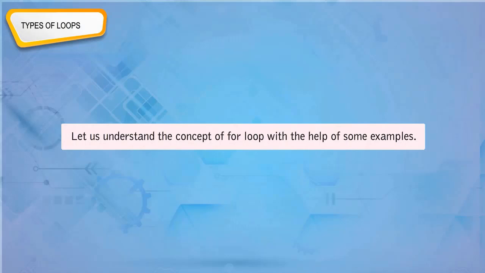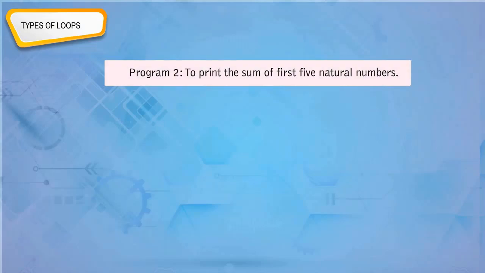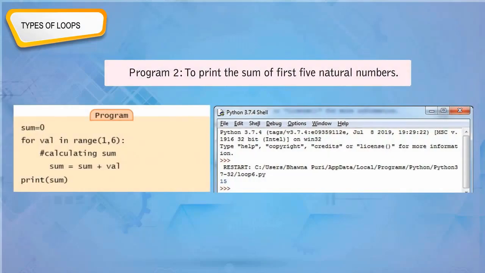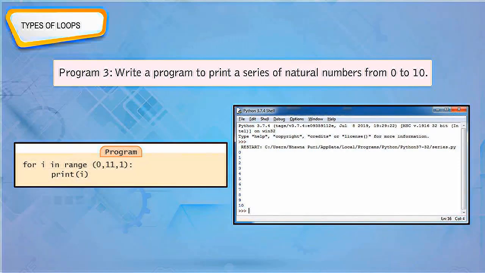Let us understand the concept of for loop with the help of some examples. Program 1. To print the even numbers between 1 to 20. Program 2. To print the sum of the first 5 natural numbers. Program 3. Write a program to print a series of natural numbers from 0 to 10.